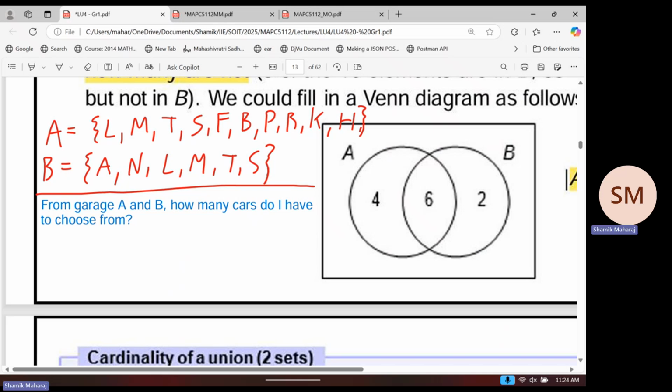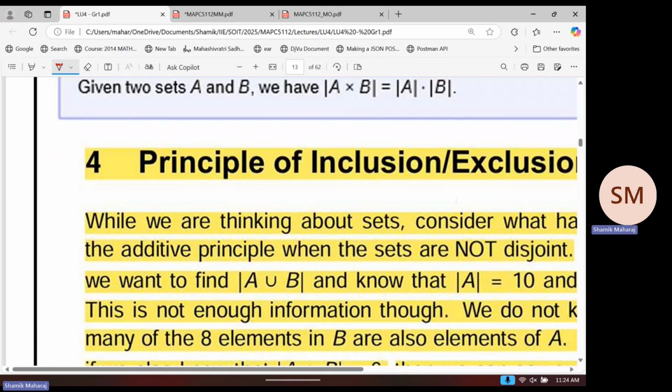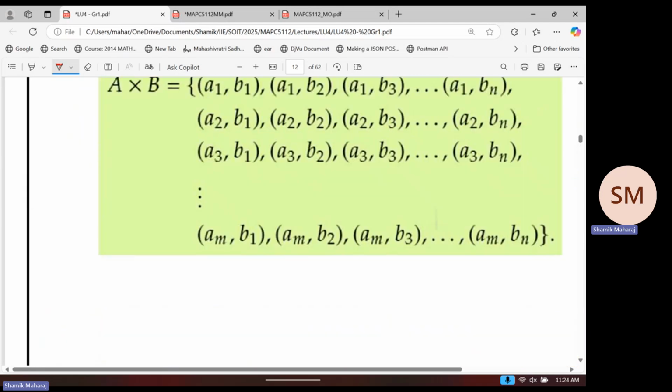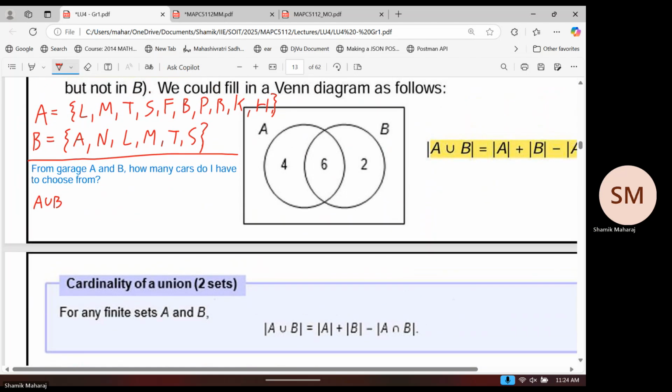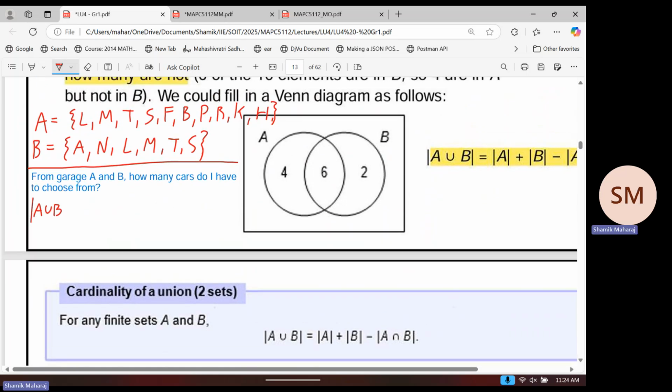Okay, so the way we would do this is we would say A union B. Let me just make sure it was A union B, right? A union B was the thing. Yeah, A union B. Sorry, I'm just checking. A union B. And before, what we would have done is just said it's equal to the cardinality of A plus the cardinality of B.